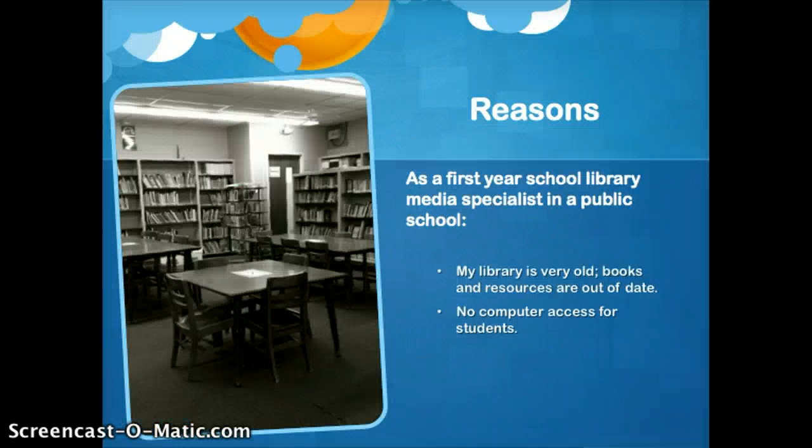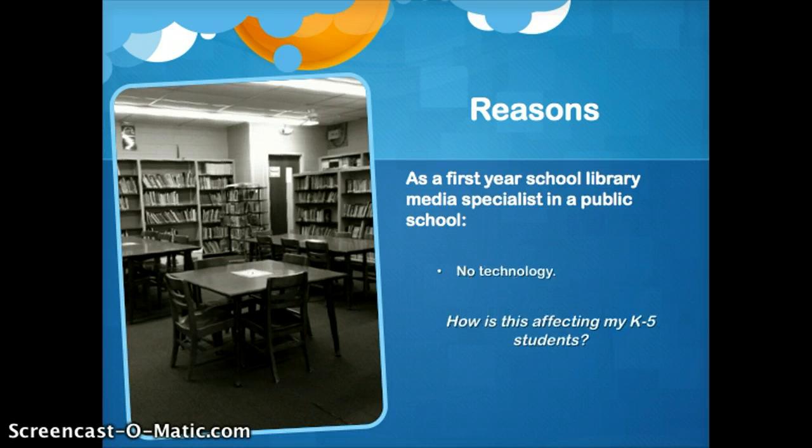The reason I have chosen this topic is because as a first-year school library media specialist in a public school, I have observed the following. First, my library is very old. The books and resources are completely out of date. Second, there is no computer access for students in the library. Third, there is no technology for me to use to teach the students.